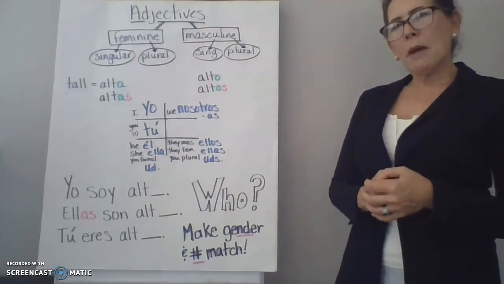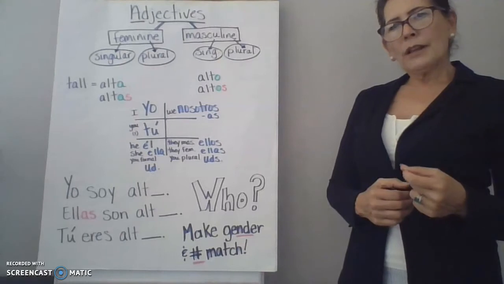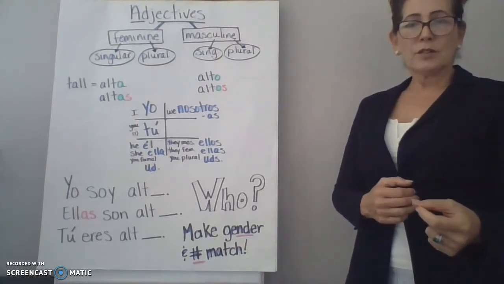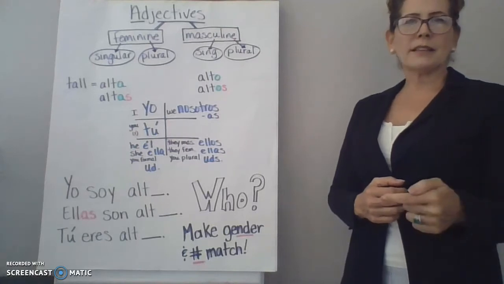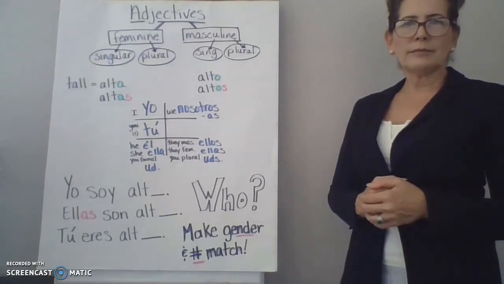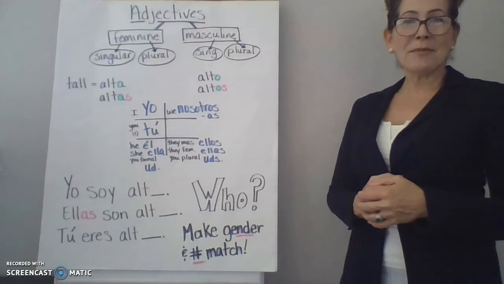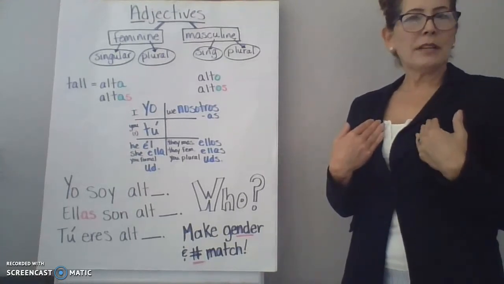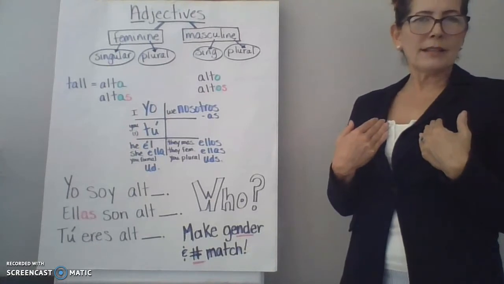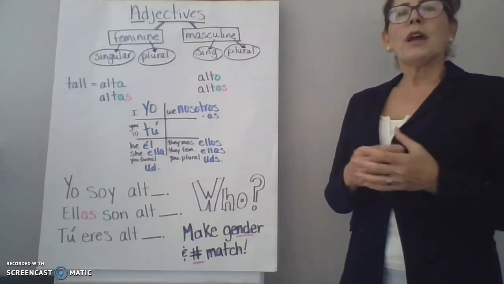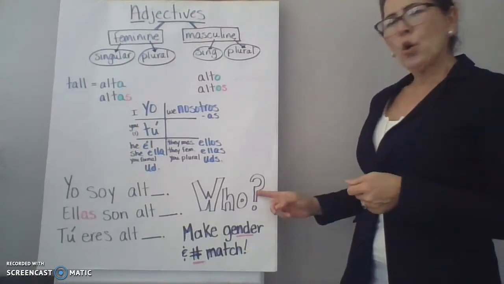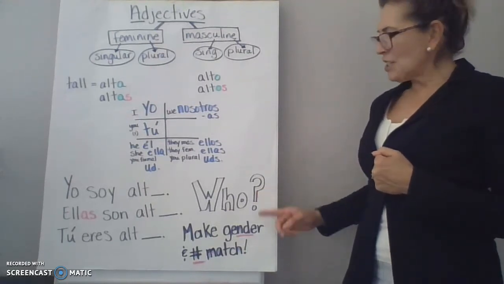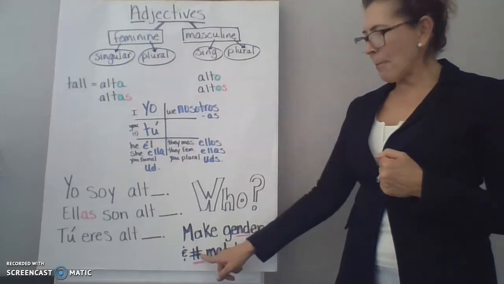And in Spanish, all people and inanimate objects have gender as well. So something can be feminine or masculine, like the table. Table is feminine, la mesa. I am feminine, la señora, la maestra. Bien? So you're going to ask yourself, who or what am I describing? And then you're going to make the gender and the number match.